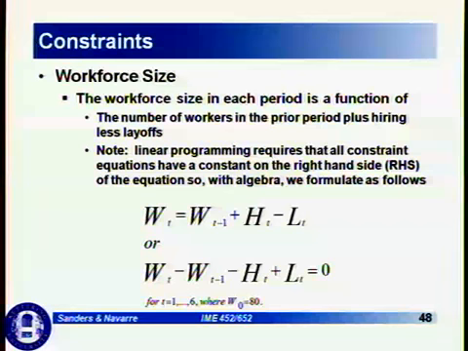Again, linear programming requires that all constraint equations must have a constant on the right-hand side of the equation. So with algebra, we reformulate our constraint for the workforce being workforce in the prior period plus hiring less layoffs to be this calculation here. Now note that W0 is 80. We begin with a beginning workforce of 80 employees, 80 workers.